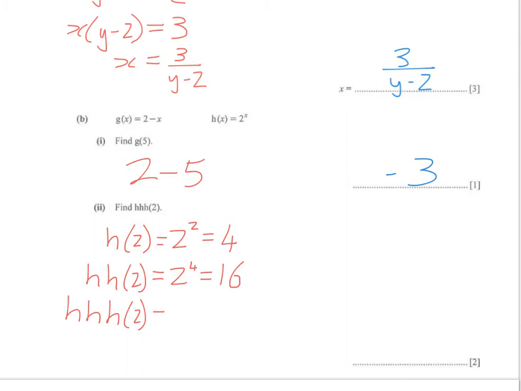hhh of 2 means I'm going to do 2 to the power of hh of 2, which is 2 to the power of 16. This is a big number, and unless you're feeling particularly bored, I'd use a calculator for it. It gets you 65,536.